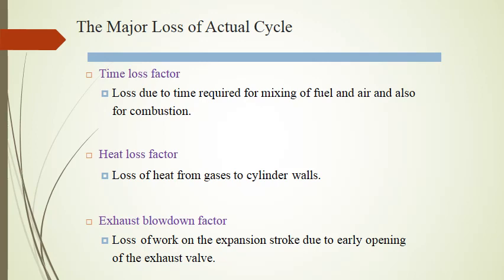Now the major losses that are found in actual cycle are time loss factor, heat loss factor, exhaust blowdown factor. Now the time loss factor is basically the loss due to the time required for mixing of fuel and air and also for combustion. Heat loss factor is basically due to the loss of heat from gases to cylinder walls. Exhaust blowdown results due to the loss of work on expansion stroke due to early opening of the exhaust valve.